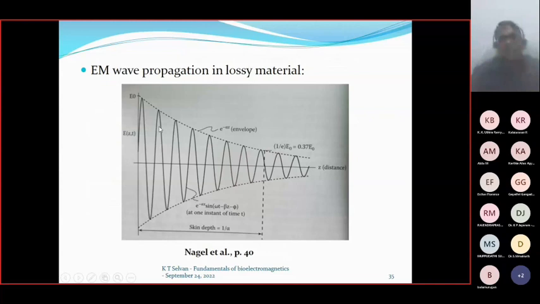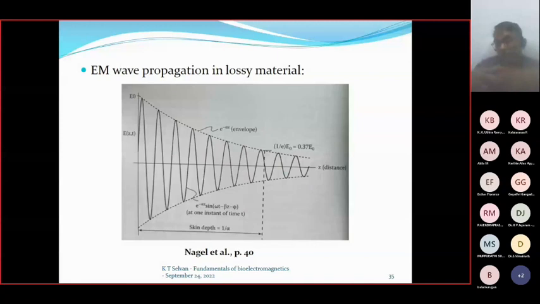So what happens? Since biological systems are essentially comprised of lossy dielectrics, a lossy material, an electromagnetic wave, once it enters into the body, suffers an attenuation, more or less an exponential attenuation. So the depth to which the electromagnetic wave is able to penetrate into the biological system depends on different factors, as we have mentioned: polarization, the shape of the body and frequency, and the electrical properties of the materials in that part where the electromagnetic wave has hit.